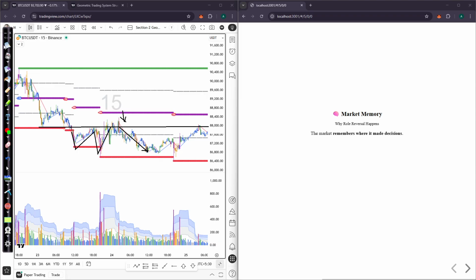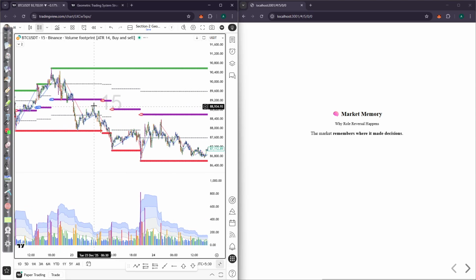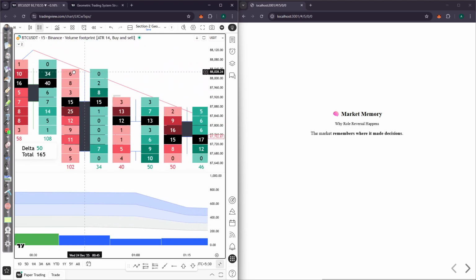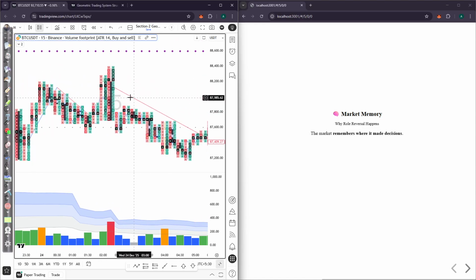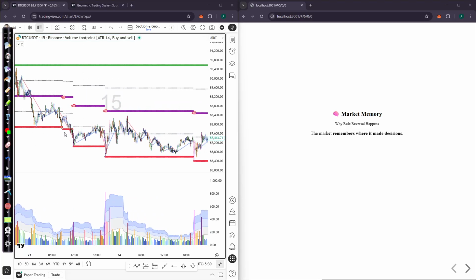Here when I do that, I want to show you the delta of it. So for instance, I'll just draw a line first, then I'll show you here.